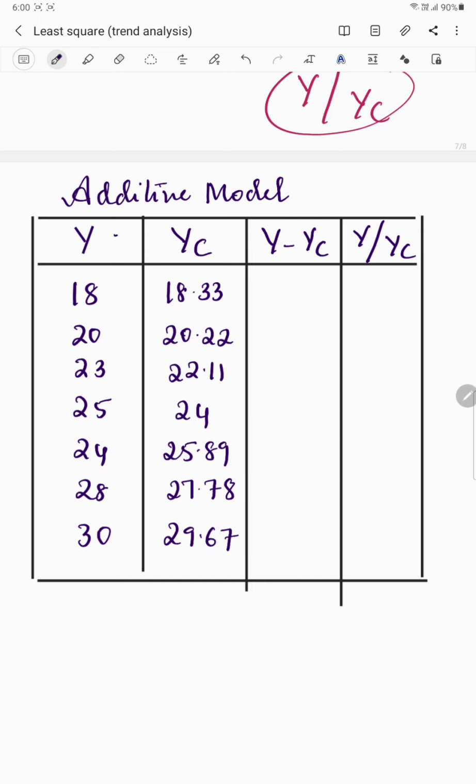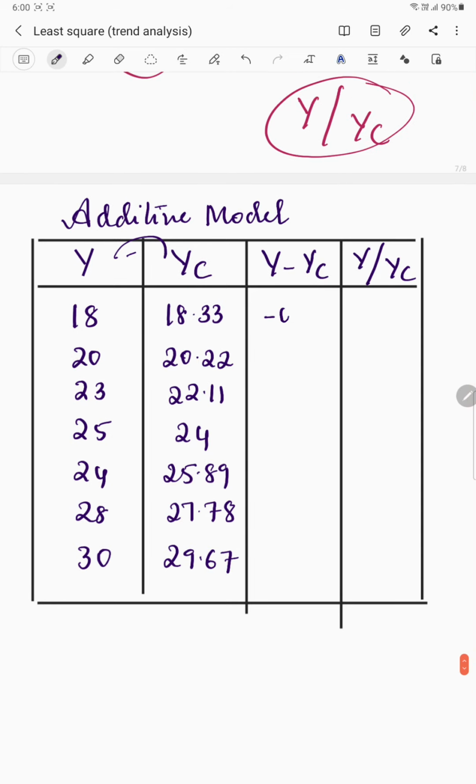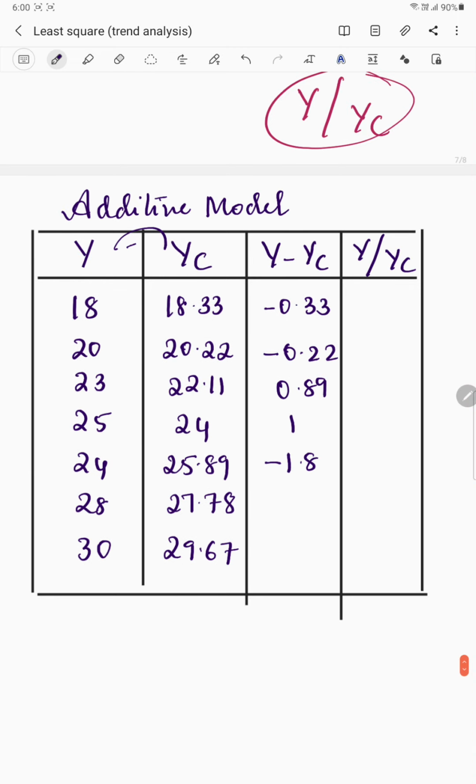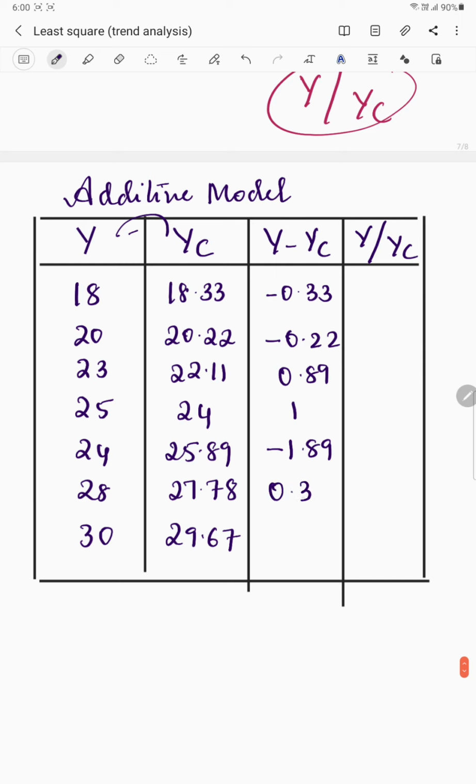Y minus YC. So this minus value is the first thing. If you do 18 minus 18.33, you're going to get minus 0.33. Here it's minus 0.22, 0.89, minus 1.89, 0.3, then 28 minus 27.78, so that would be 0.22. Then 0.33. Okay, then Y minus YC is done.